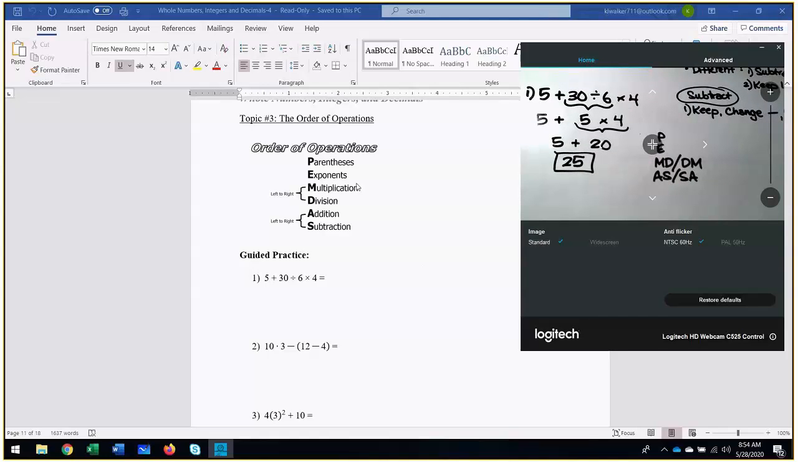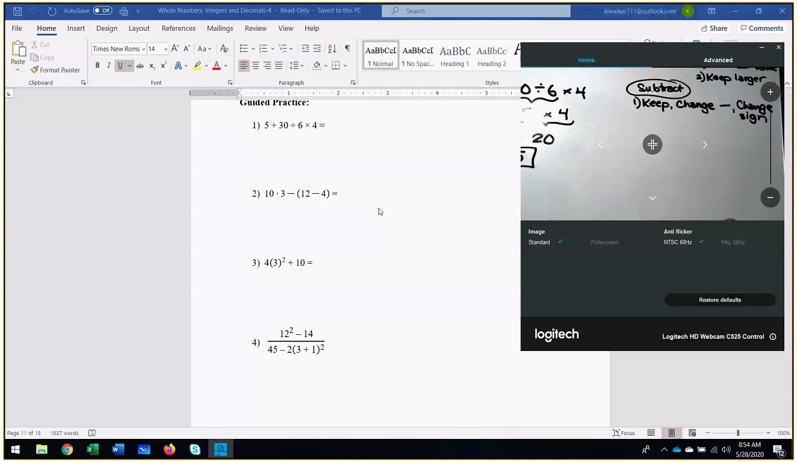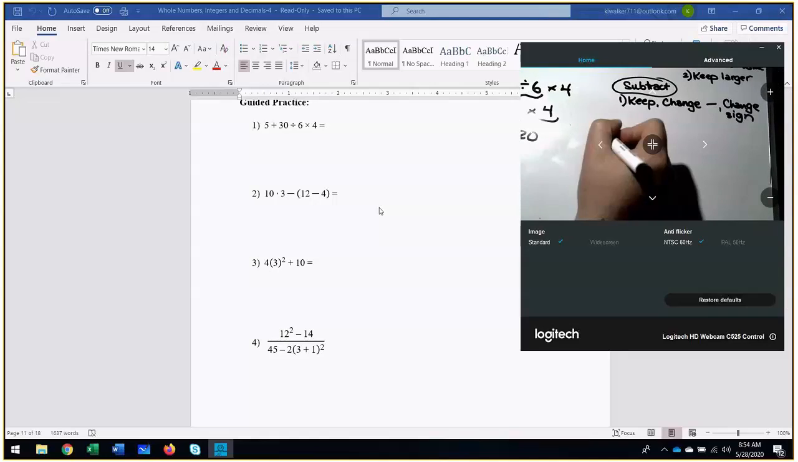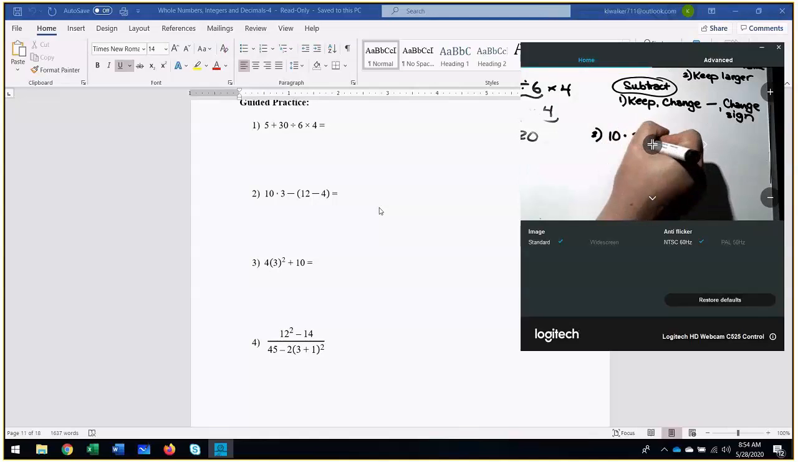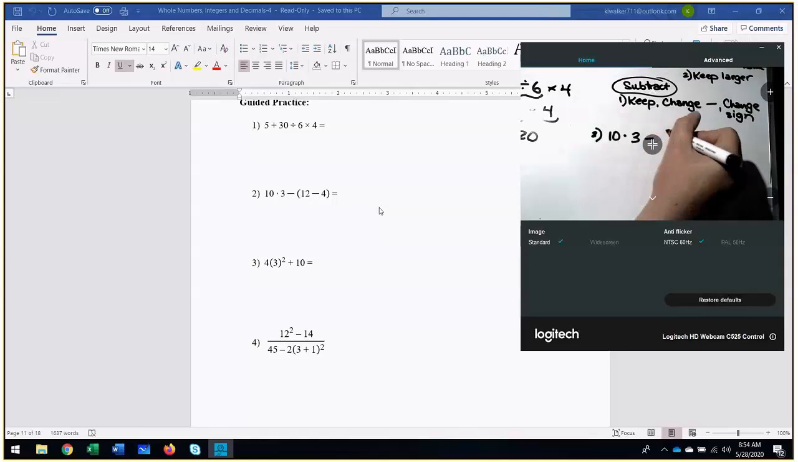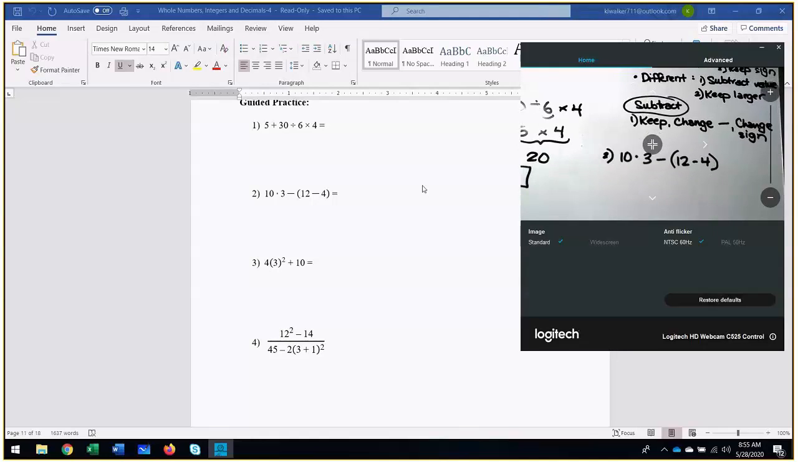Okay, let's move down. And I'm going to move this over. Okay, so 10 times 3 minus 12 minus 4 in parentheses. Wait, I can't get rid of that little thing right here. I'm sorry, that's in the way. Here, let me do it that way.